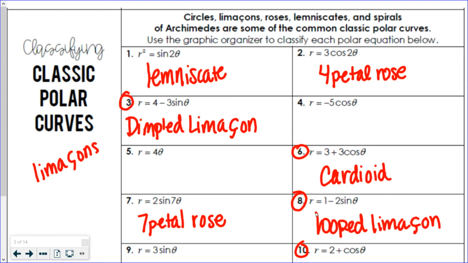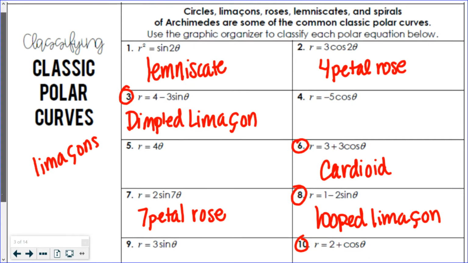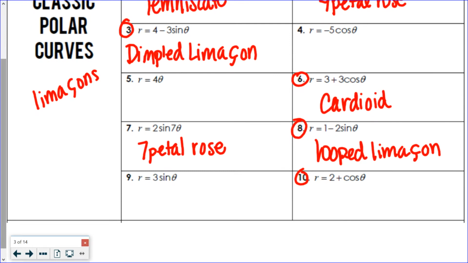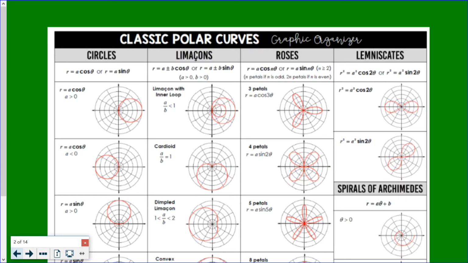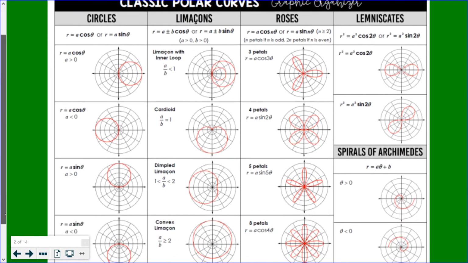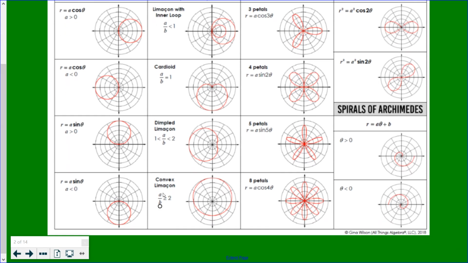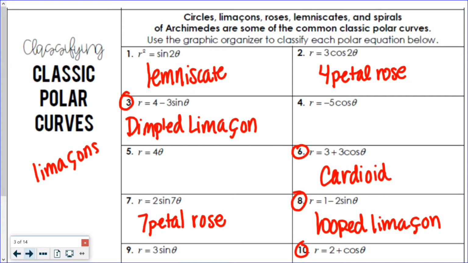And then finally, 2 plus cosine theta, that's 2 over 1. Let's go back. Here, 2 over 1 would be 2. If A over B is greater than or equal to 2, which we're equal to 2 here, it's a convex limaçon.